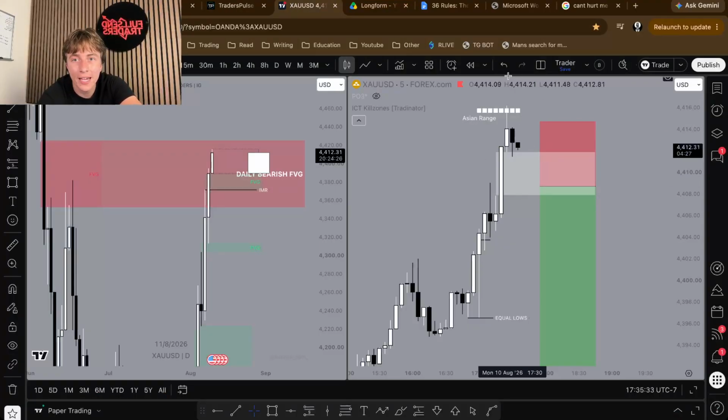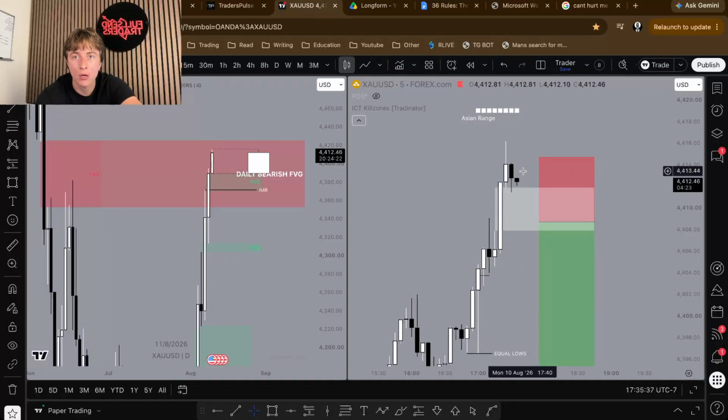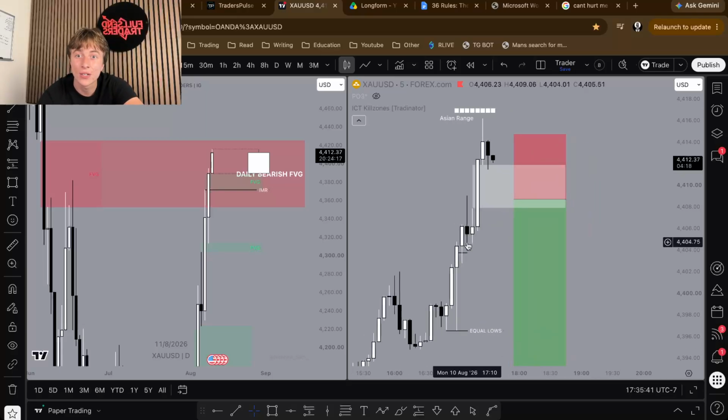All right, new 5 minute candle. Hopefully this one drops down and fills up this gap. We are already turning around, so I'm hoping that we do actually flip this 5 minute gap and get an entry for the next 30 minutes at least.